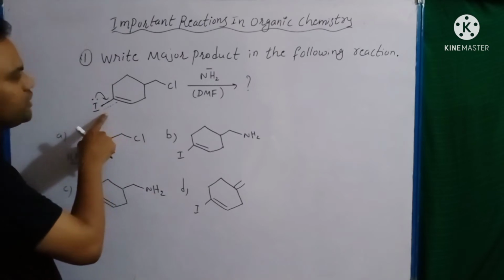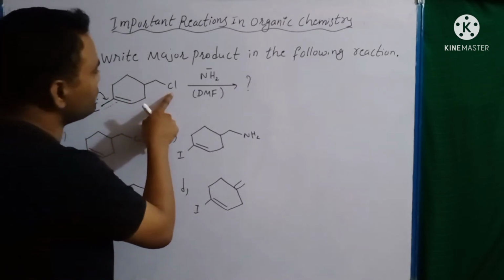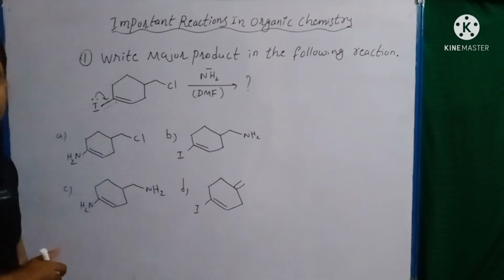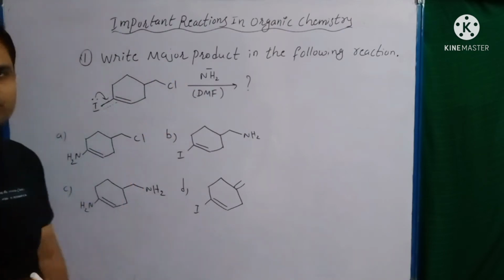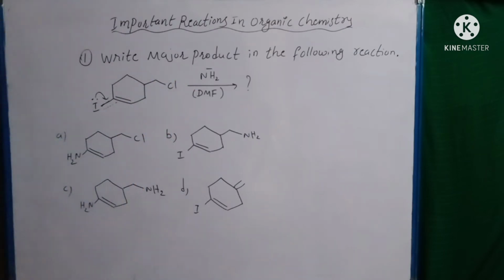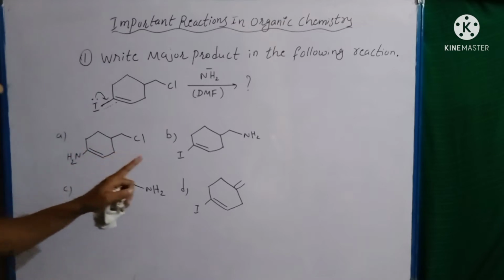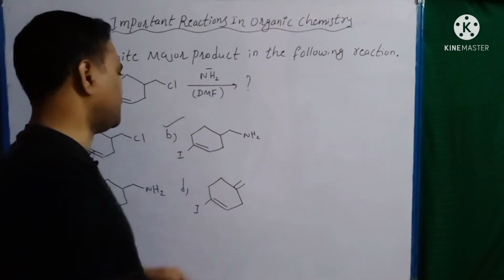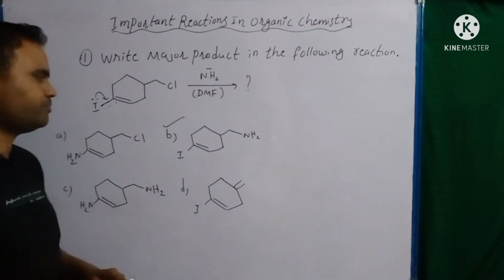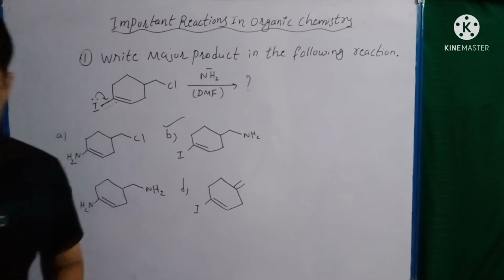cleavage of this bond becomes difficult. So it will not leave. And in the case of chlorine, there is no such phenomenon, so chlorine can leave easily. So what is the correct product? See, this is the correct product. Okay, done.